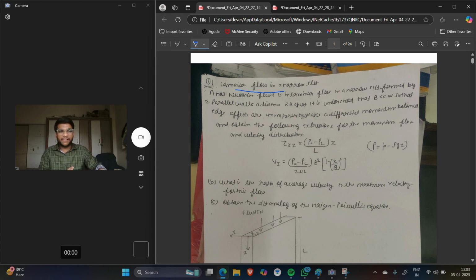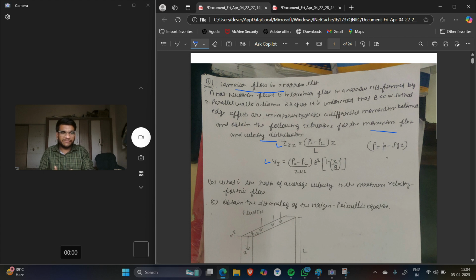Okay. Then such that B is much less than W. So B is basically half the distance between the two boundaries, and W is basically the width. So it is given that B is much less than W, and edge effects are neglected. Okay, then what we have to do? Make a differential momentum balance and obtain the following expressions for momentum flux and velocity distribution. So when we apply the shell momentum balance, we will get a momentum flux profile and a velocity profile. So we have to derive that our momentum flux profile will be like this and the velocity profile will be like this.